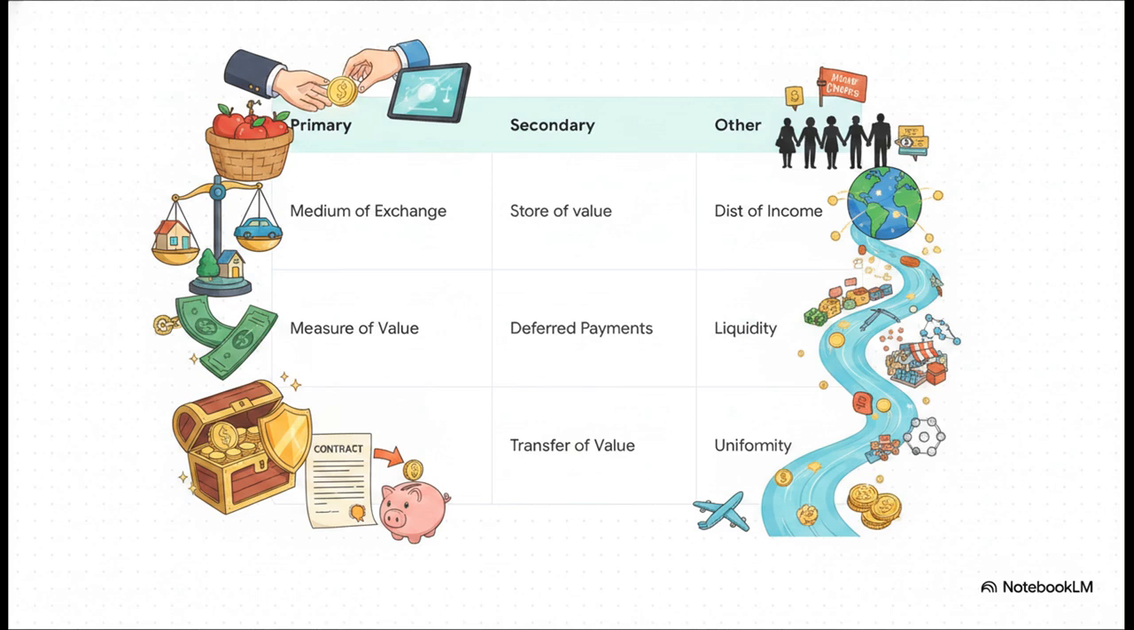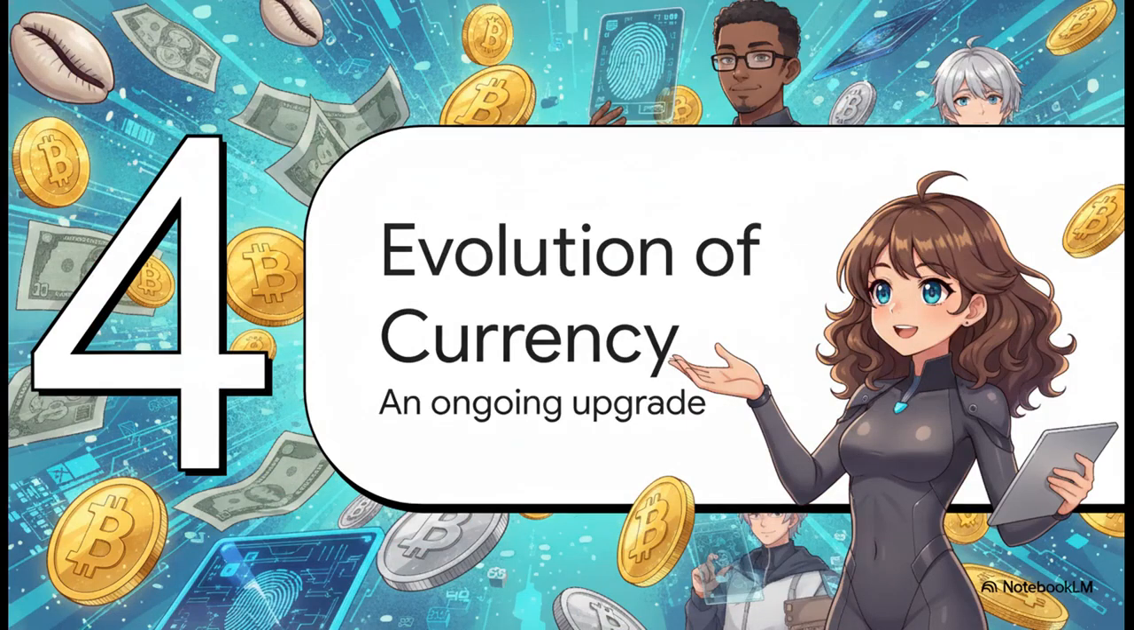Finally, the other functions show how money aids the distribution of national income, provides crucial market liquidity, and creates a uniformity of value across the entire economy. It's just a brilliantly multifaceted tool. But this tool hasn't always looked the way it does today.